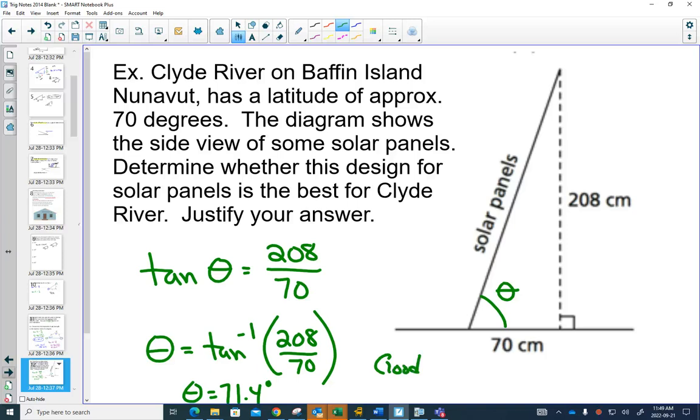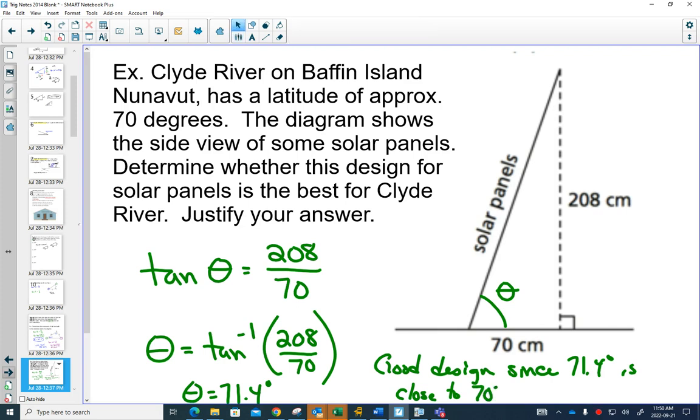I'd say good design, since 71.4 degrees is close to 70 degrees. We have one more example.